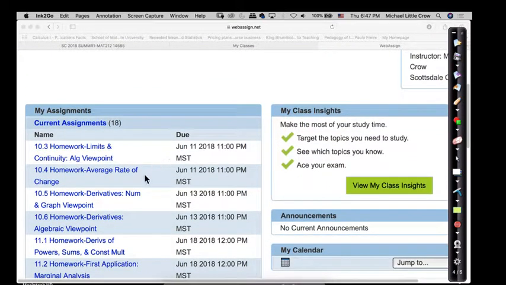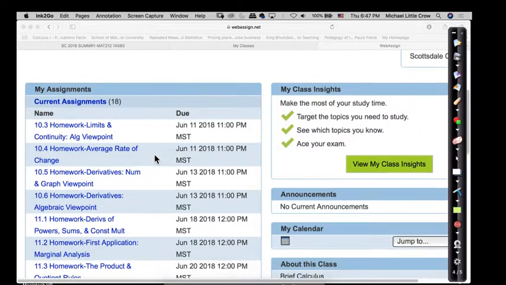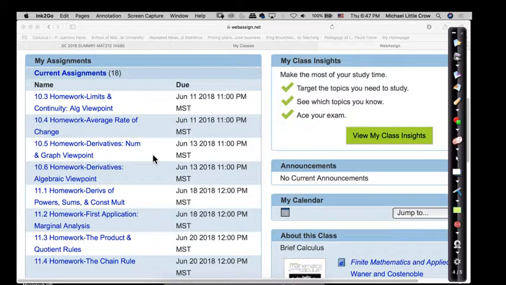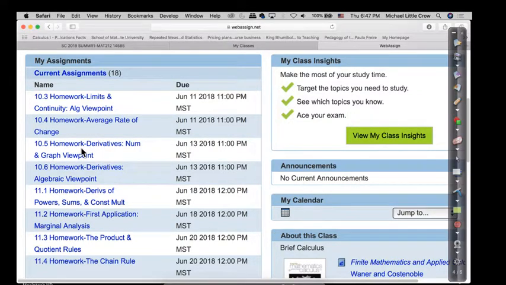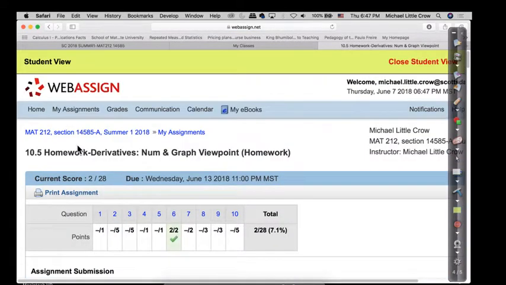See, 10.3 and 10.4 are still available. 10.1 and 10.2 have disappeared, but if you need them, I'll take a look. If anyone hasn't finished, I'll open them up, and then I'm going to move all the due dates to the end of the class, so we don't even have to worry about that. So we're going to take a look first at 10.5, a few of these problems in derivatives.